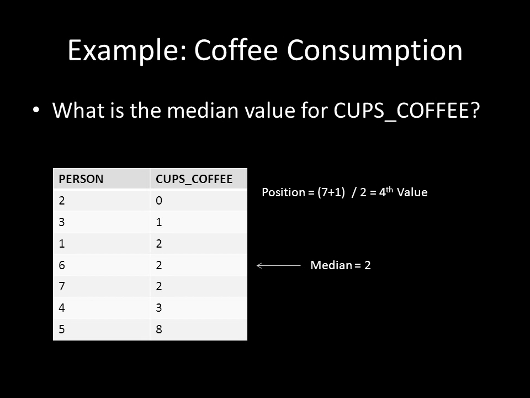Now let's go back to the cups of coffee example. So we ordered the cups of coffee values from high to low. You can see they range from 0 to 8. Now there are 7 values, so we add 1 and divide that number, which is 8, by 2. And that tells us to look at the 4th value. And the 4th value is 2, so the median of the cups of coffee variable is 2.